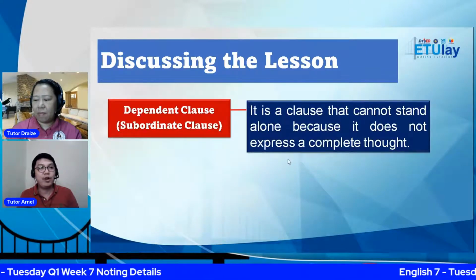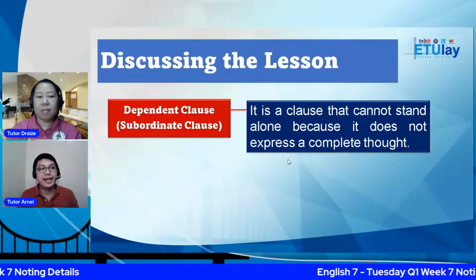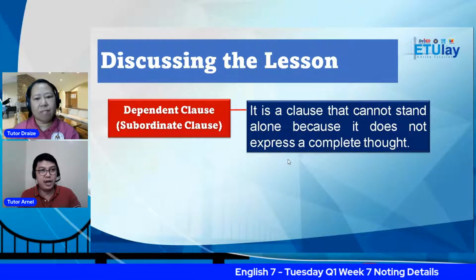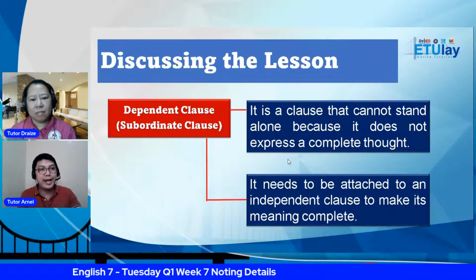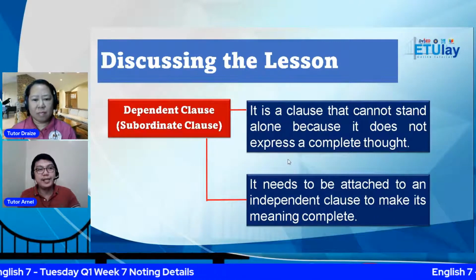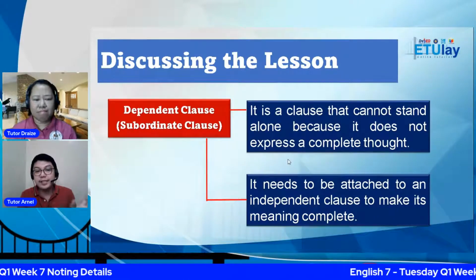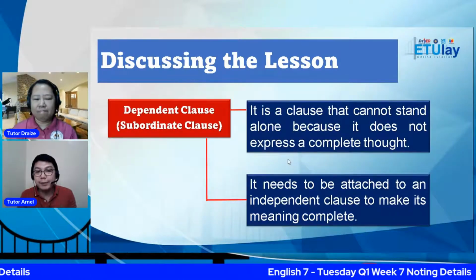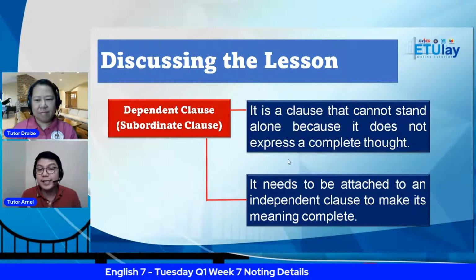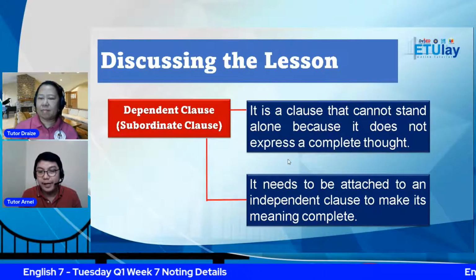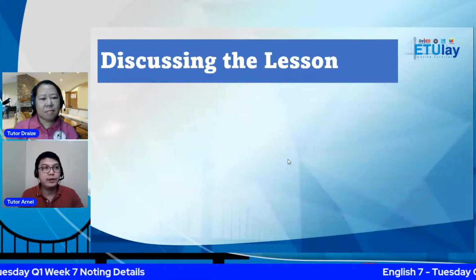Clause. All right, so a subordinate clause is a clause that cannot stand alone because it does not express a complete thought. So it needs to be attached to an independent clause to make its meaning complete. All right, so that's the difference of a dependent clause to an independent clause. So a dependent clause cannot stand alone. All right, it's not complete.